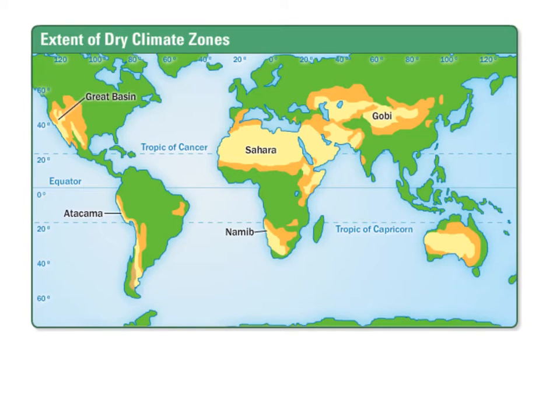Okay, so let's take a look at some of the dry climate zones that we have. Here's us, the Great Basin, and we're a desert because we have the mountains on the west coast. So as the winds come across, it pushes up this warm, moist air. We squeeze the water out of it basically, and then we get this dry, warm air coming across, and that's why we have our desert conditions here.